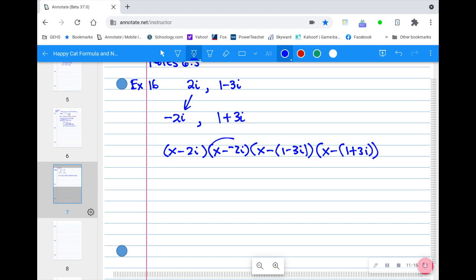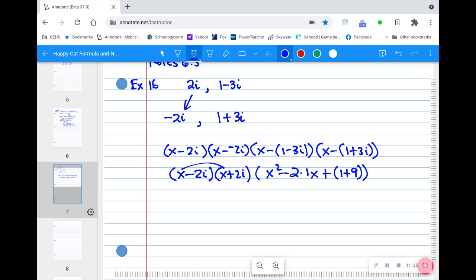Okay, this combination here is just x plus 2i. Hang on. The front one is still minus 2i. And the back one is x plus 2i. We'll multiply those later. And we'll throw the happy cat formula at this back half here since it's a complex number. It's going to be x squared minus 2 times the a value, x, plus the a squared, that'd be 1, plus the b squared, which is 9. And we'll simplify that later.